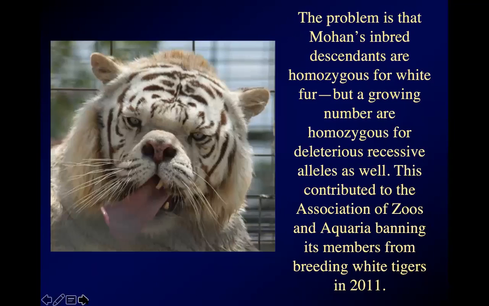And this is why the Association of Zoos and Aquaria actually banned its members from breeding any more white tigers in 2011. Mohan's descendants are inbred, and they are homozygous for white fur, but a number of them are homozygous for very bad alleles, as well as the desirable white fur allele. So there's a high incidence there of tigers with birth defects. This is one of them. You can tell this tiger has got a definite problem. You can see the face is not developed the way that it should.